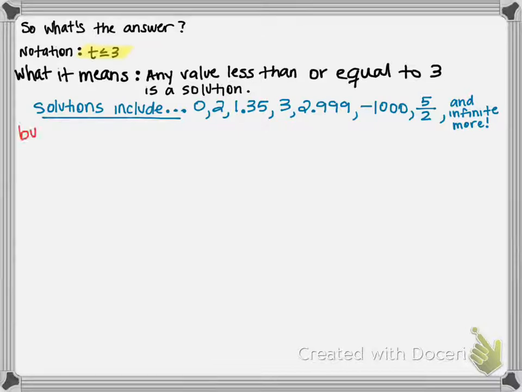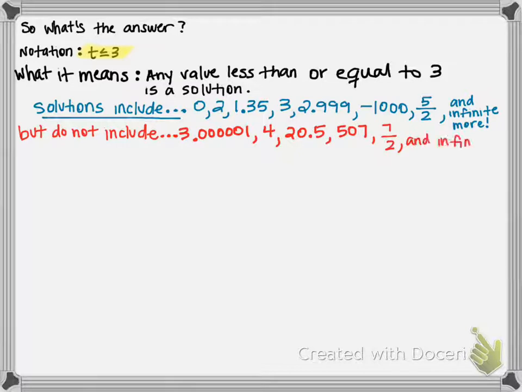All right. Now let's talk about some that are not answers. So solutions do not include 3.00000001. Anything that's more than 3, even if it's really close to 3, is not an answer. So 4 is not an answer, 20.5, 507.